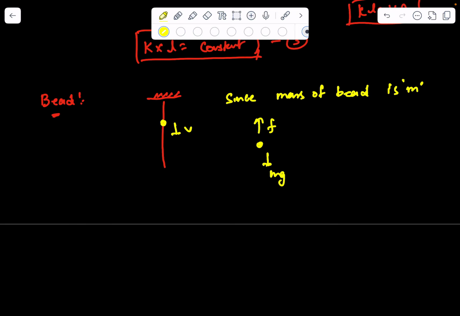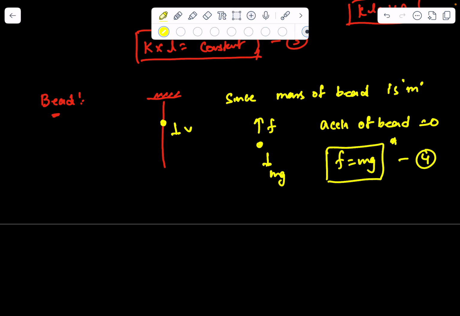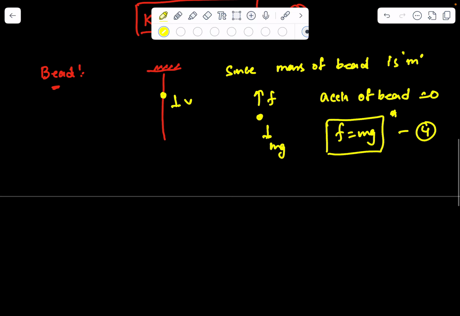Since it is coming down with constant velocity, hence the acceleration of the bead must be equal to 0. We can say F is equal to mg. So this is one of the important things that we can write. This is equation 4, right? The sum of all downward forces and upward forces acting on the bead must be the same, where F is equal to mg. So this F is the resultant force applied by the cord on the bead.